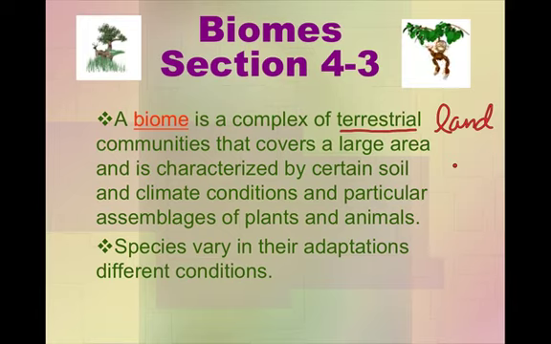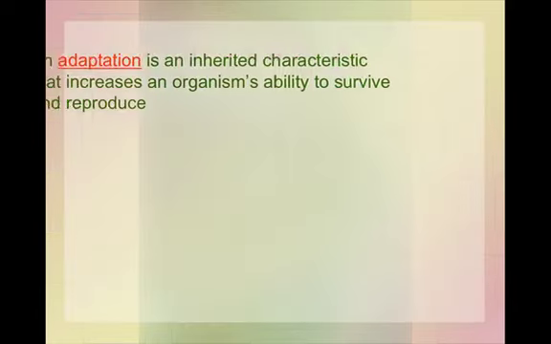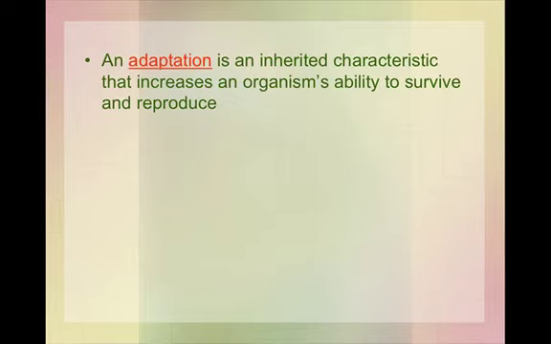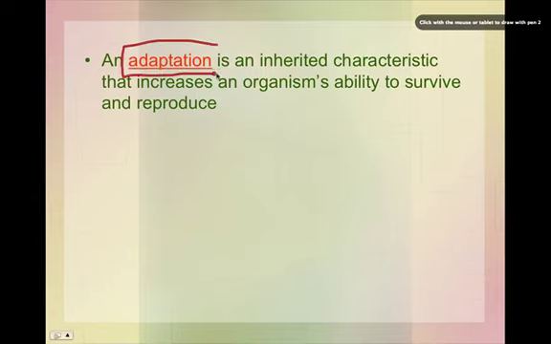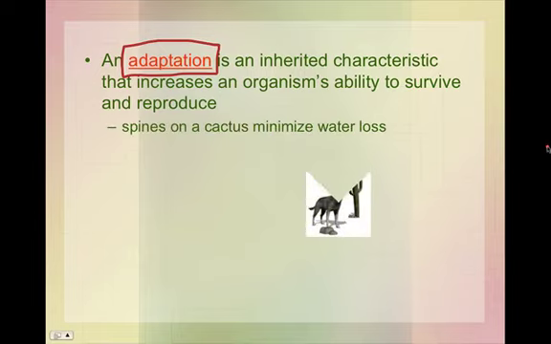Next, what is an adaptation? An adaptation is an inherited characteristic that increases an organism's ability to survive and reproduce. And if you remember back when we talked about the characteristics of life, adaptation was the A in Fred H. Gark that stood for one of the characteristics of all living things. Some examples of some adaptations, in case you don't remember: spines on a cactus minimize water loss.